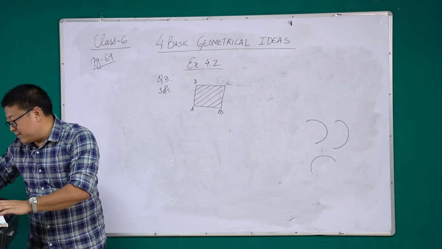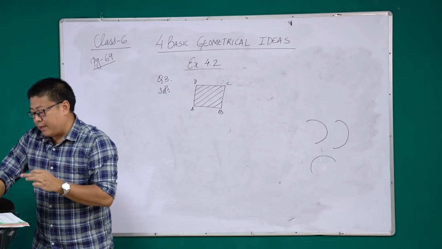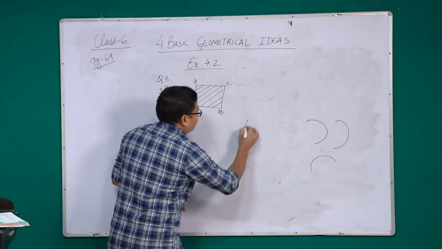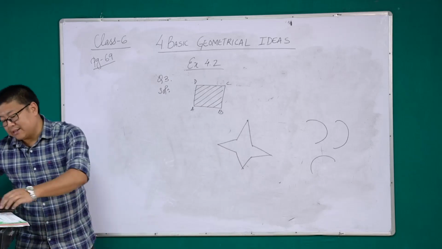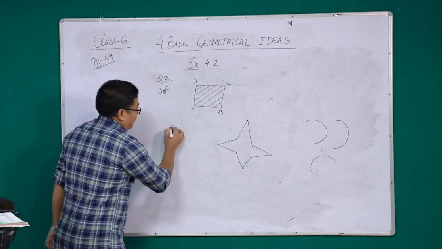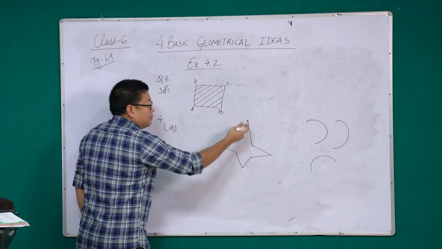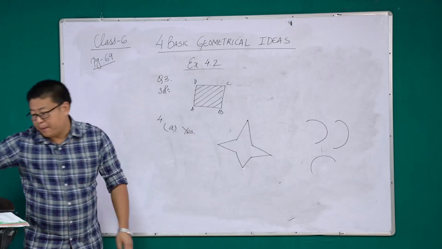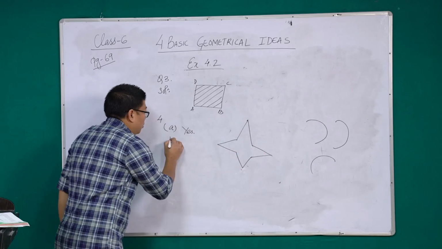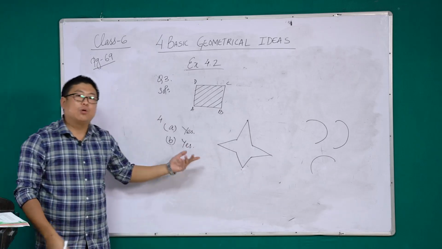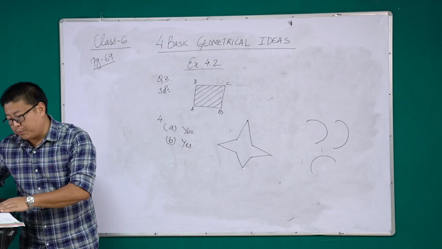Now we will move on to question number 4. I'll just read it out. Consider the given figure and answer the questions. They have given us a star-shaped figure in your textbook. Question 4A: Is it a curve? Yes, it looks a little complex, but it is a curve. And B, is it closed? Yes, obviously, there's no opening. So you write, yes, it is closed. With this, we are done with exercise 4.2.